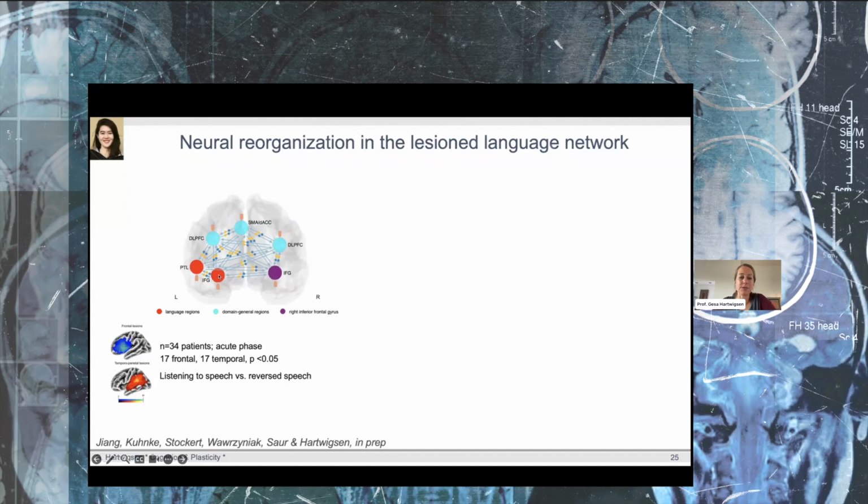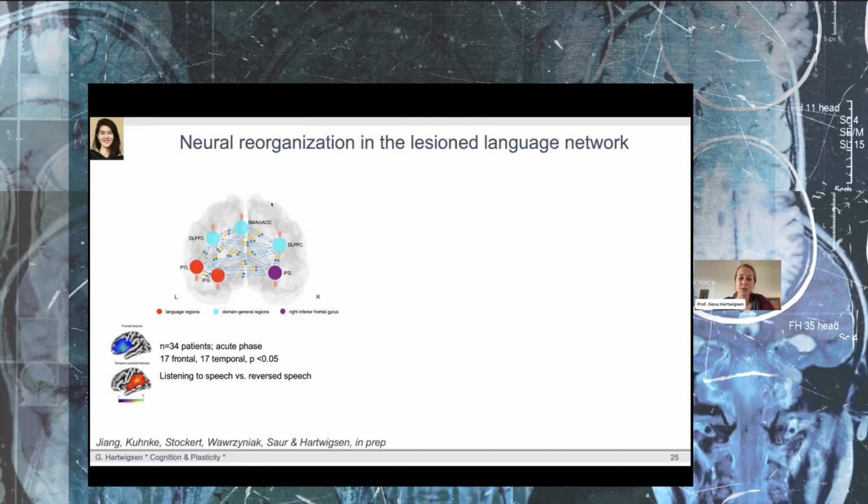The model includes preserved areas in the left IFG or PTL, so posterior temporal cortex. These were extracted on an individual patient basis. So for each patient, we took those areas or those voxels in either the left IFG or PTL that were undamaged. Then we included 3 domain general areas from the multiple demand network, left and right dorsolateral prefrontal cortex and the supplementary motor area. These were the areas that showed the strongest early increase in task-related activity.